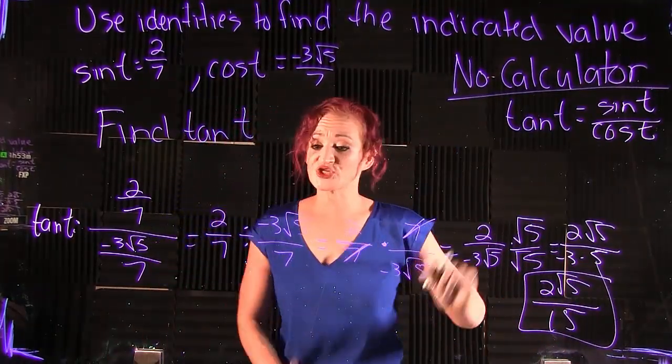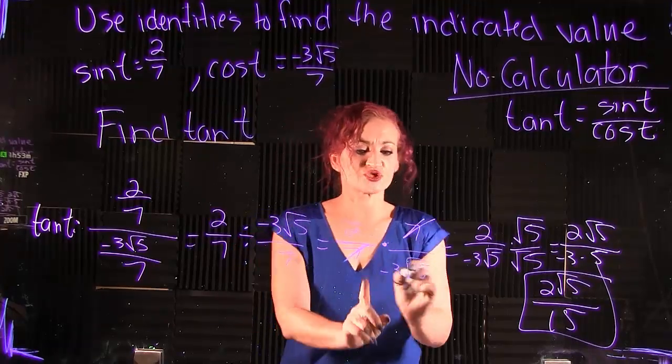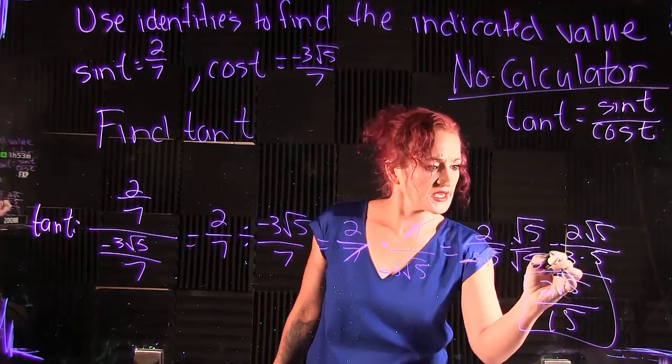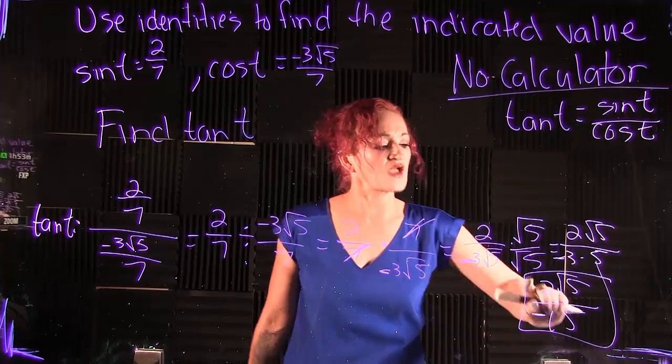And actually a -15. I just realized that I left off the negative sign here. That is 2 square roots of 5 over the -15.